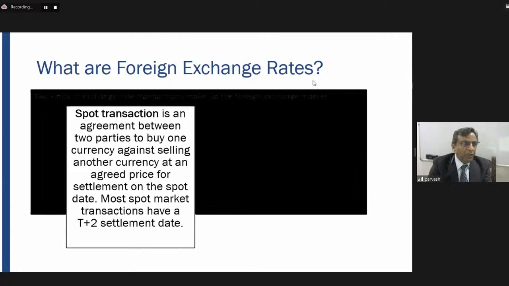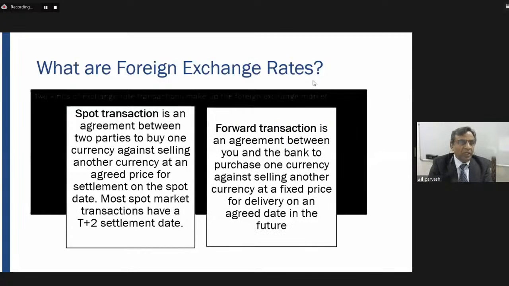Similarly, if we are an exporter or we are receiving money from abroad, we would do a spot transaction for converting that foreign currency into, say, Indian rupees, the home currency, so that we have the money in our own domestic currency. Then we have the forward transaction.